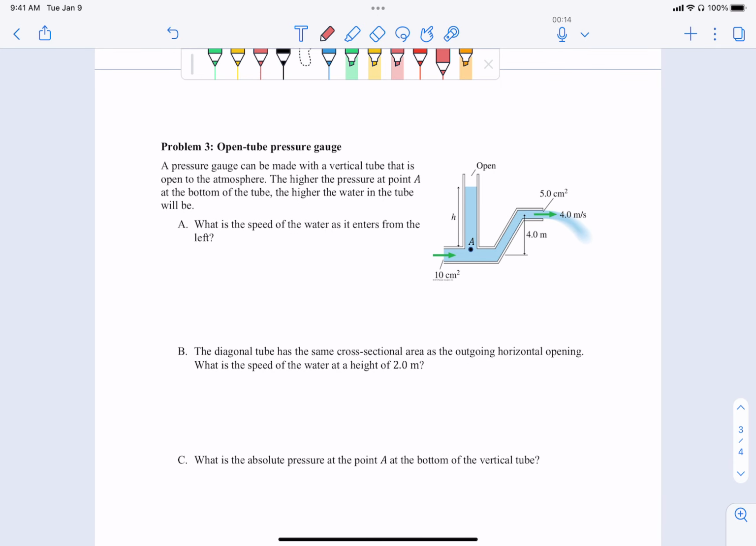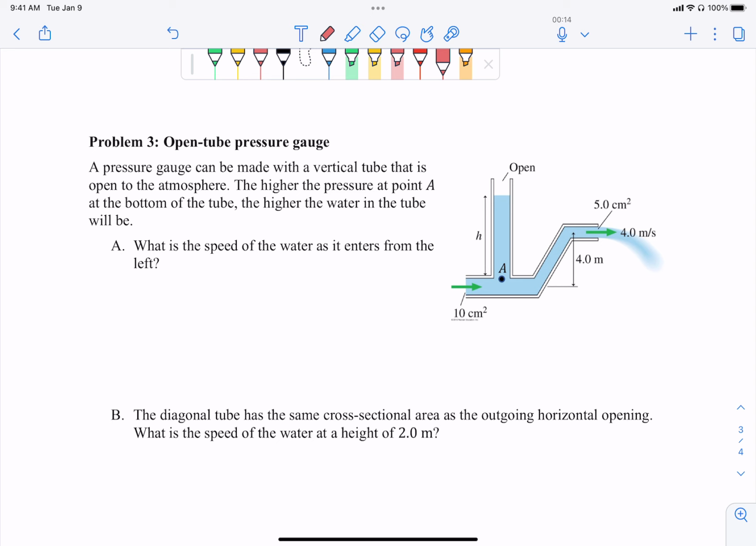So problem 3 is an open tube pressure gauge. It says a pressure gauge can be made with a vertical tube that is open to the atmosphere. The higher the pressure at point A at the bottom of the tube, the higher the water in the tube will be.